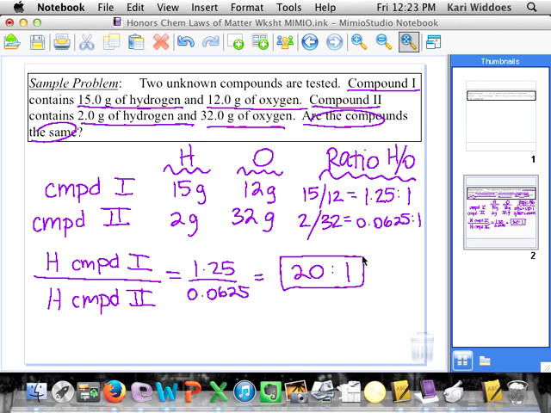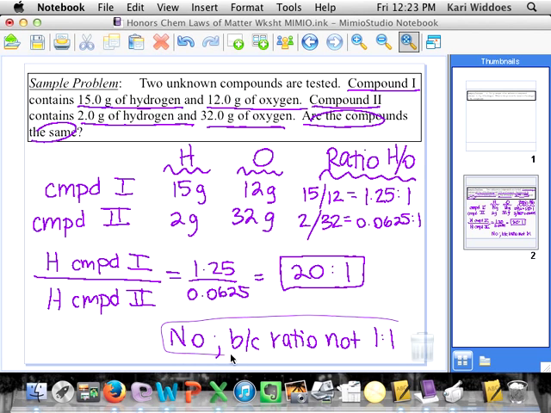So let's answer the question. Are these the same compound? No. Why? Not equal ratio. No. And then you need to say why. Because the ratio is not 1 to 1.